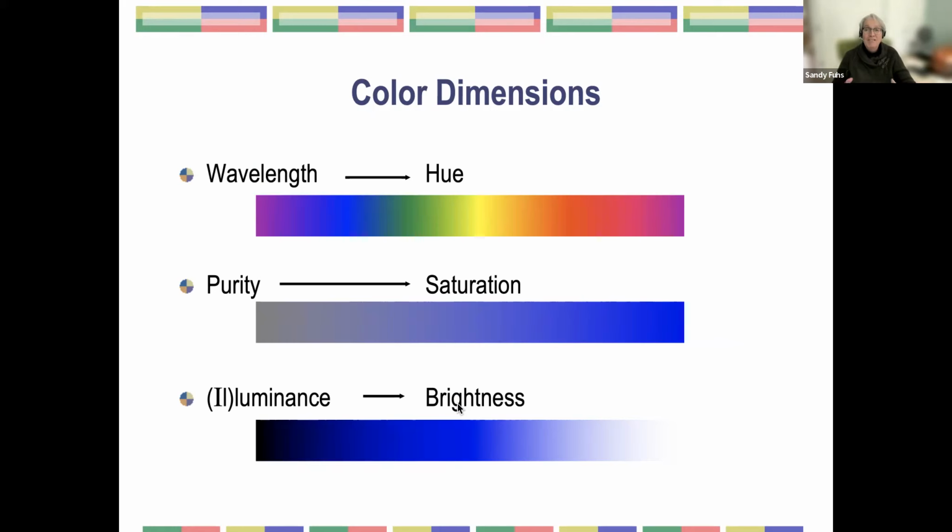Hue is the big family of color. When we think about the rainbow, the Roy G. Biv, the red, orange, yellow, green, blue, indigo, violet, those are hues. So it's the big family of color.